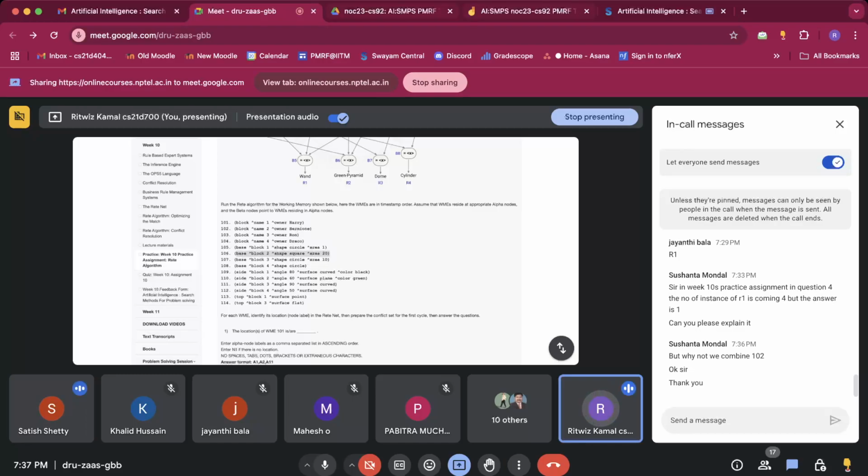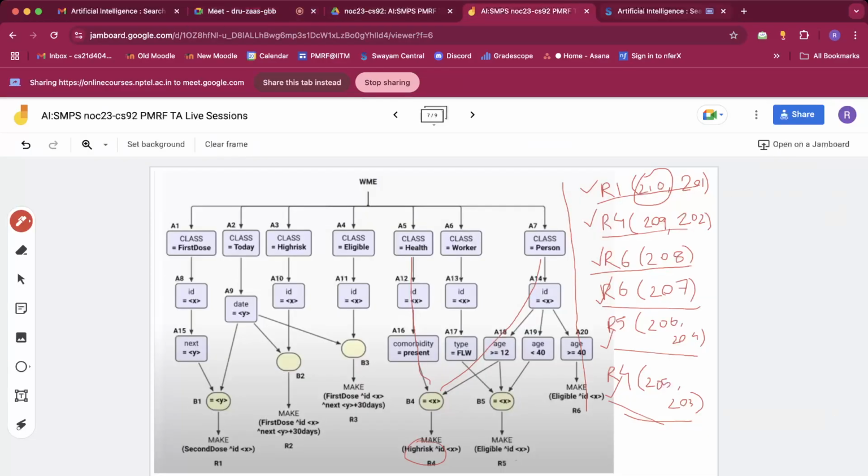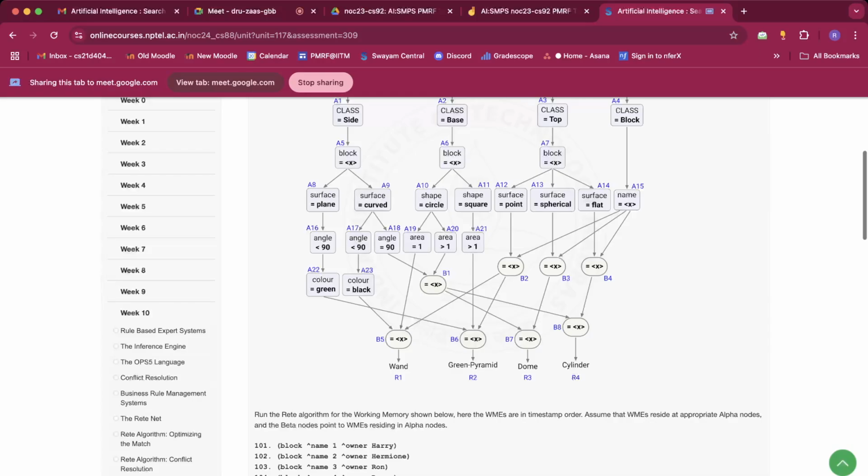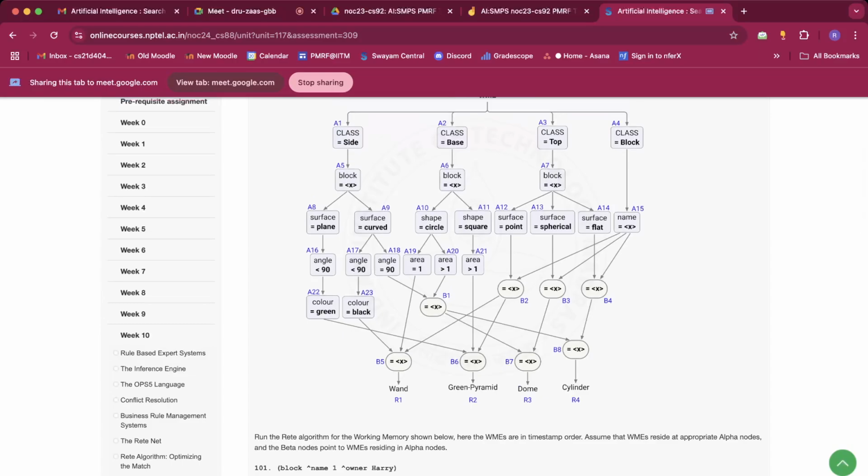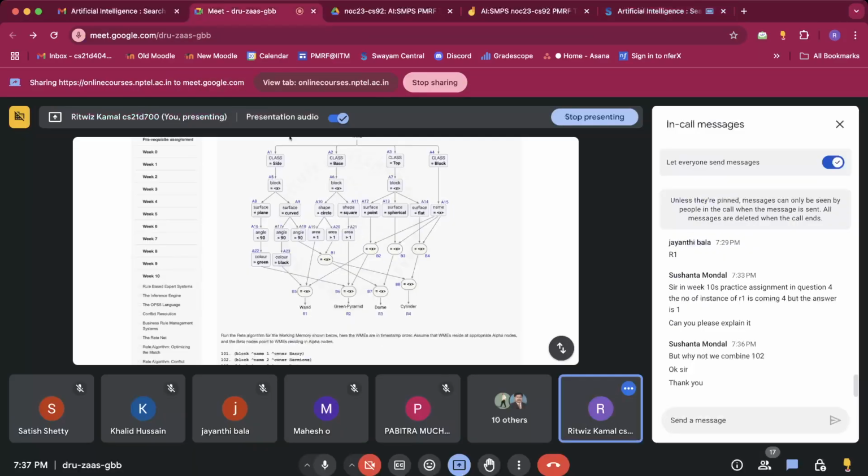In order for us to fire a rule, we need to have all the sources of information that are coming into that particular beta node to be satisfied, right? Although 102 satisfies the third arrow which is coming from here, it does not satisfy the second or the middle arrow coming into B5. That's why we are not selecting 102. Does that answer your query, Satish?